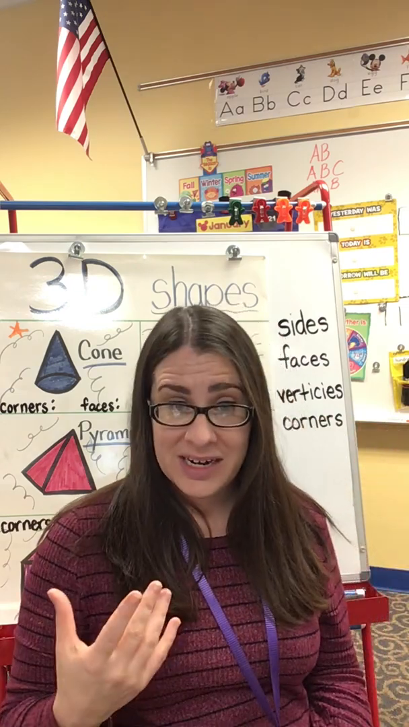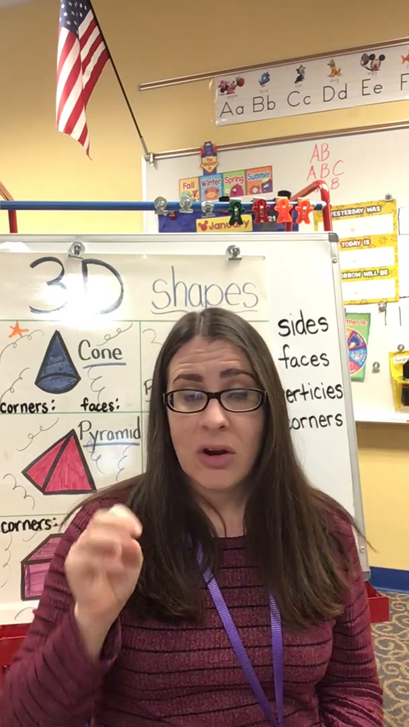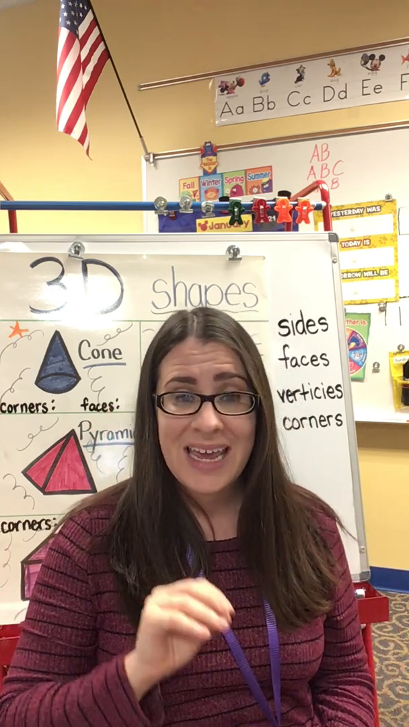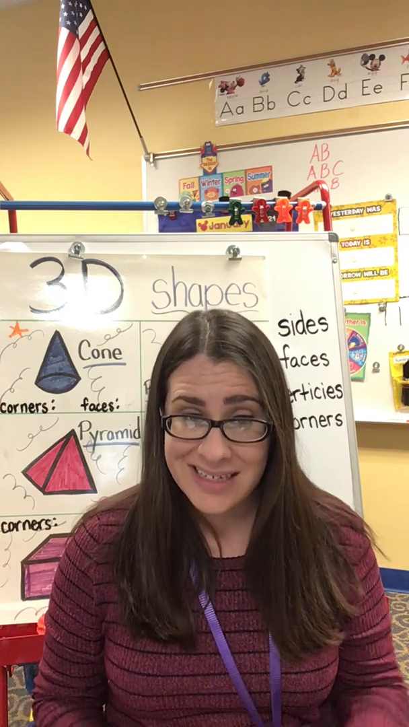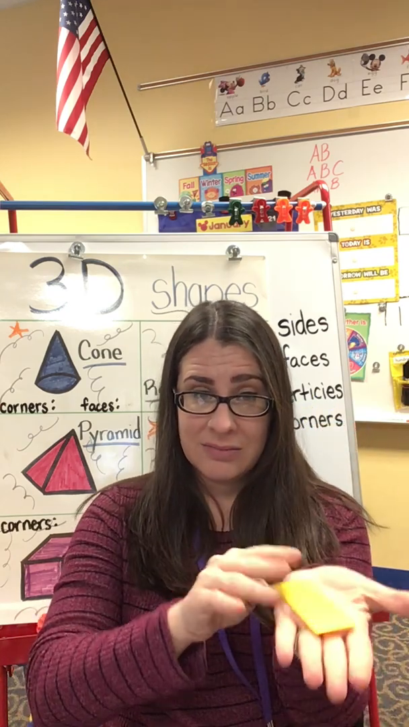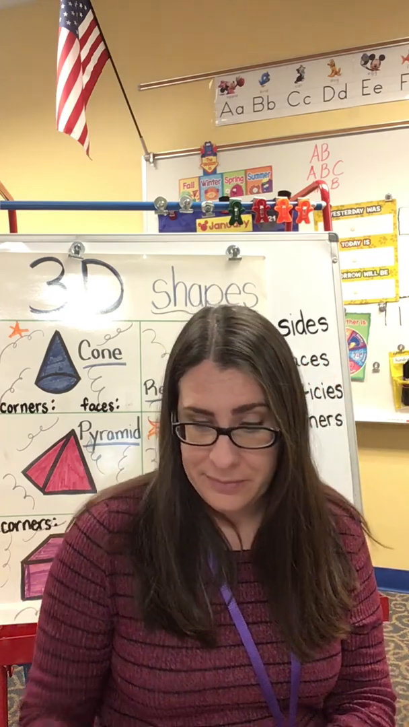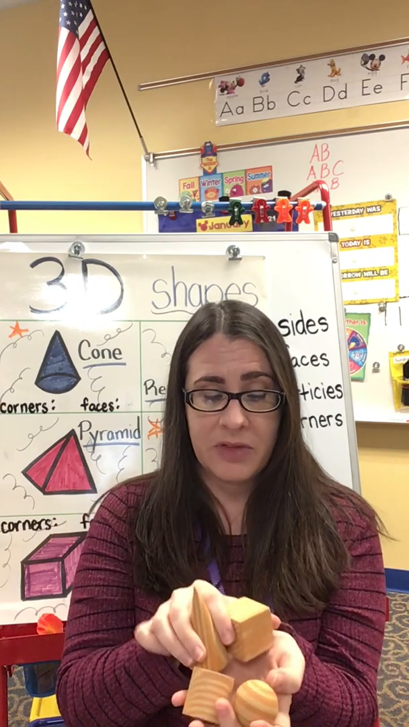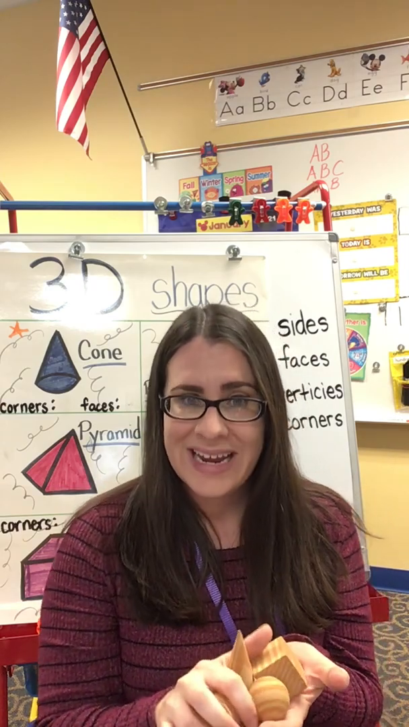Now there's a different kind of shape that we're going to talk about, and they are called 3D shapes, and they're called 3D shapes because they are not flat. 2D shapes are flat, okay? They're flat, like on a piece of paper. 3D shapes are not flat. 3D shapes are something that you can hold, like in your hand.